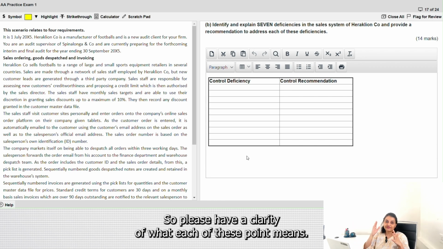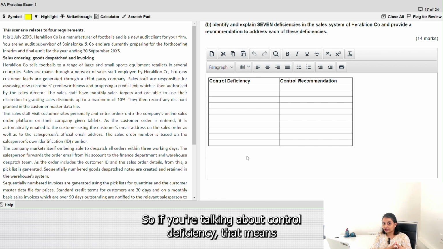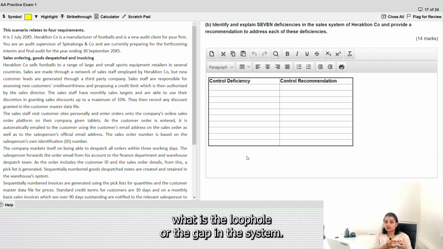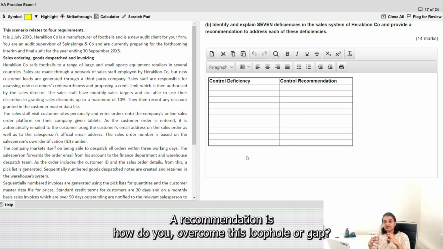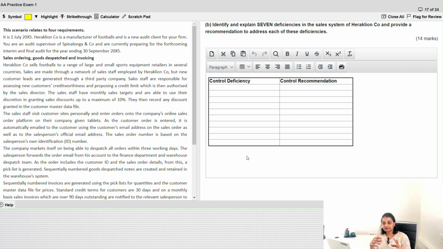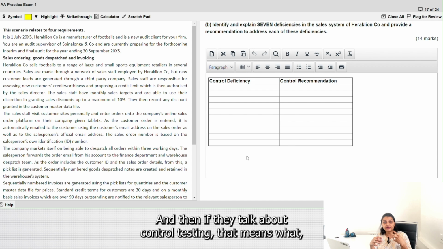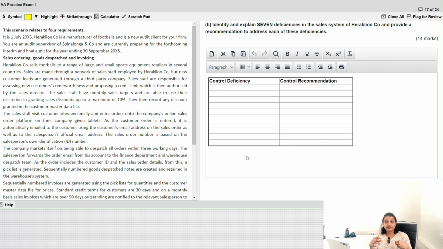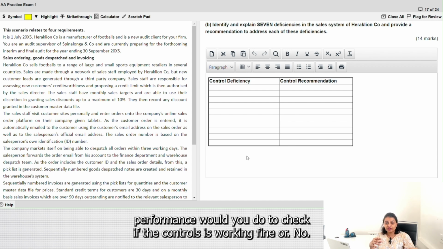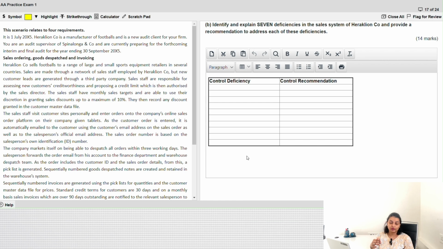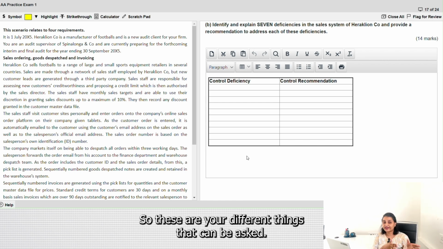So please have clarity of what each of these points means. If you're talking about control deficiency, that means what is the loophole or the gap in the system. A recommendation is how do you overcome this loophole or gap. And if they talk about control testing, that means what performance would you do to check if the controls are working fine or not. So these are the different things that can be asked.